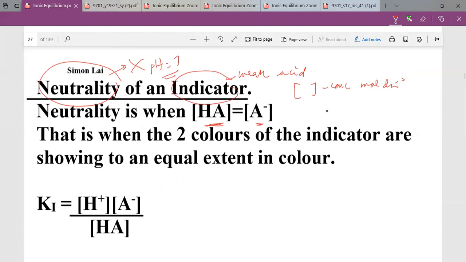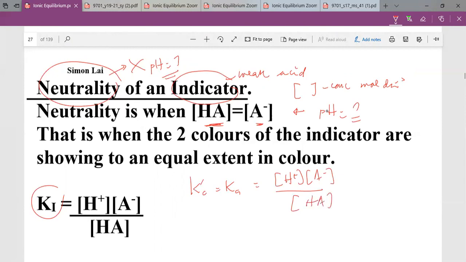So how do we calculate the pH at this condition? Now remember, this is your Kc, or Ka because it's an acid, which equals the concentration of H plus times the concentration of A minus over the concentration of HA. Why the whole thing? Because it's a weak acid, so there's an equilibrium here. Of course now we don't use A or C anymore. We use I, which means indicator. It's just the abbreviation.